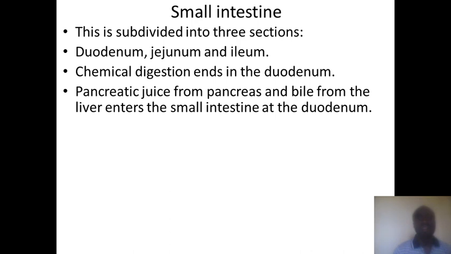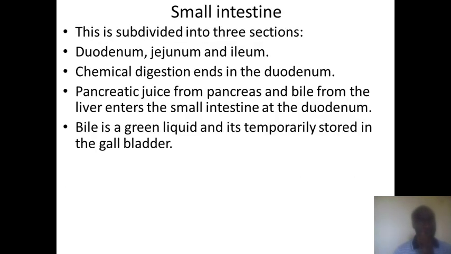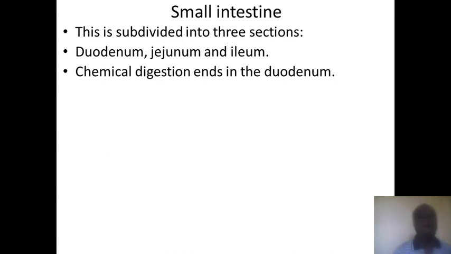Then we come to another organ, that is the small intestine. This one is subdivided into three sections: the duodenum, the first section, the jejunum, and the ileum. Of the three, the ileum is the longest, and chemical digestion ends at the duodenum. So at these two sections, jejunum and ileum, basically it is absorption that takes place.